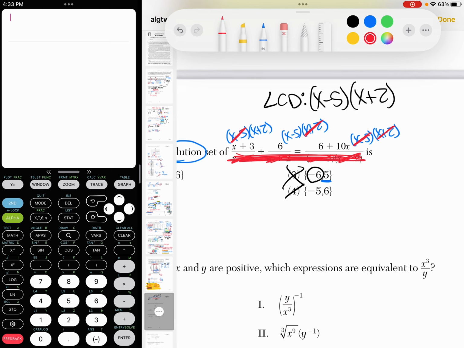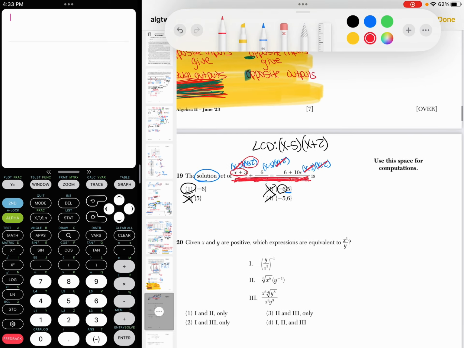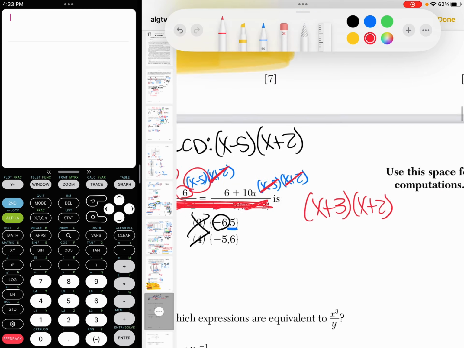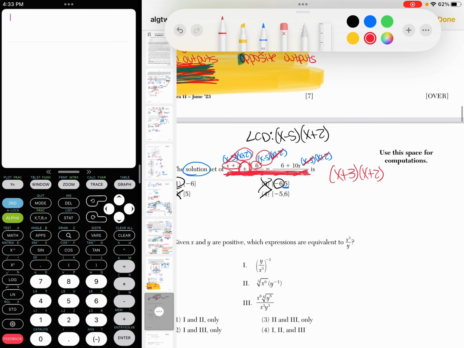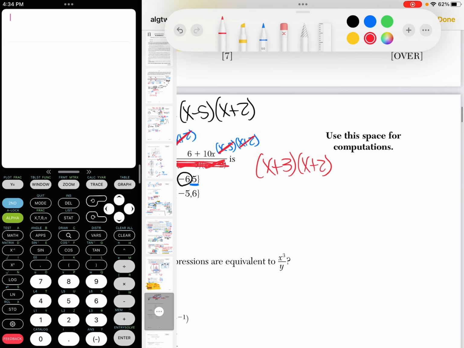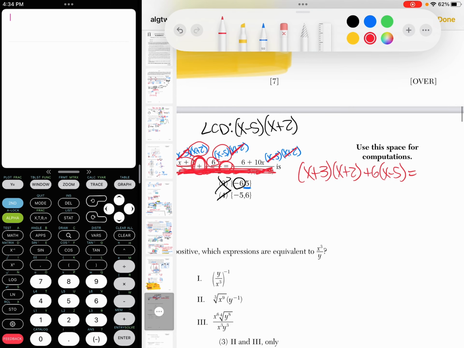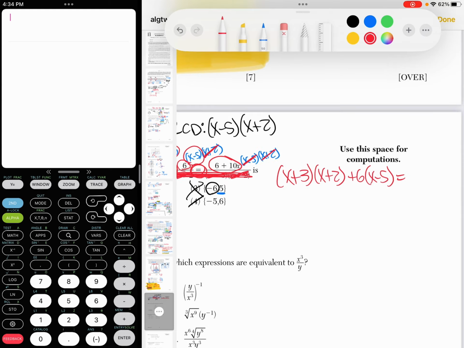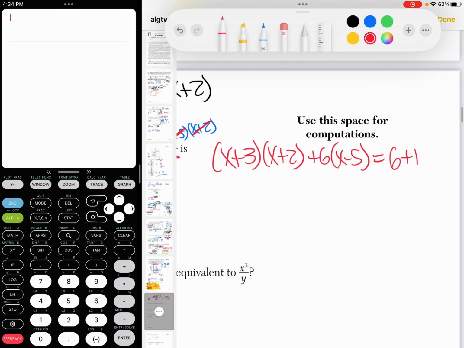And now I can bring down everything that's left in the numerator to solve this equation. So my first fraction has both of these left over. I'm going to bring them both down, and I'm going to write it over here so I have some space. So it's x plus 3, x plus 2. The second fraction has a 6 and an x minus 5 with a plus sign as well. So I'm going to bring down that plus 6 times x minus 5. Then I'm going to bring down the equals, and then everything canceled in this one, so the original is just going to come down as 6 plus 10x.